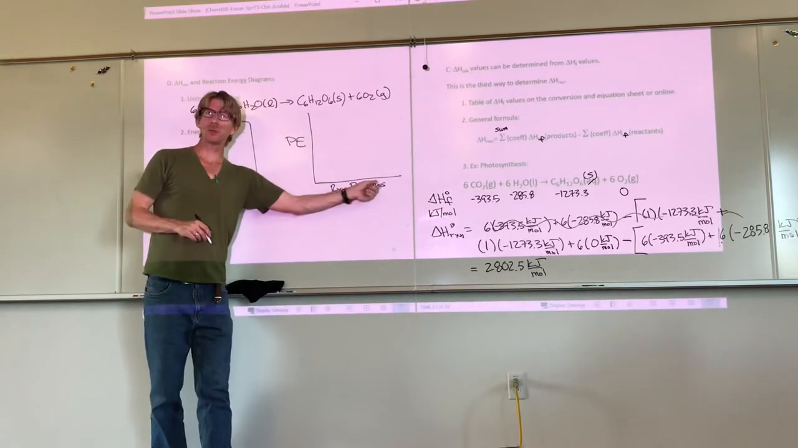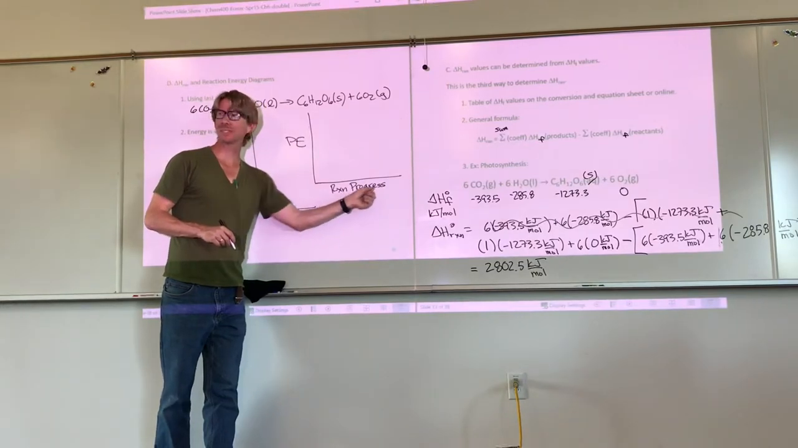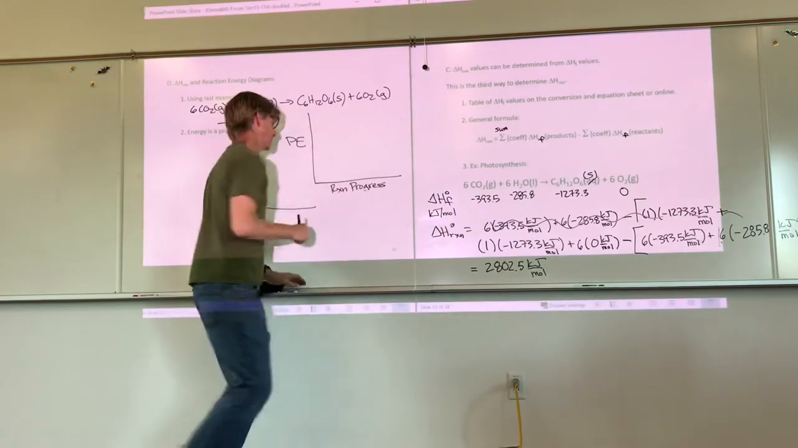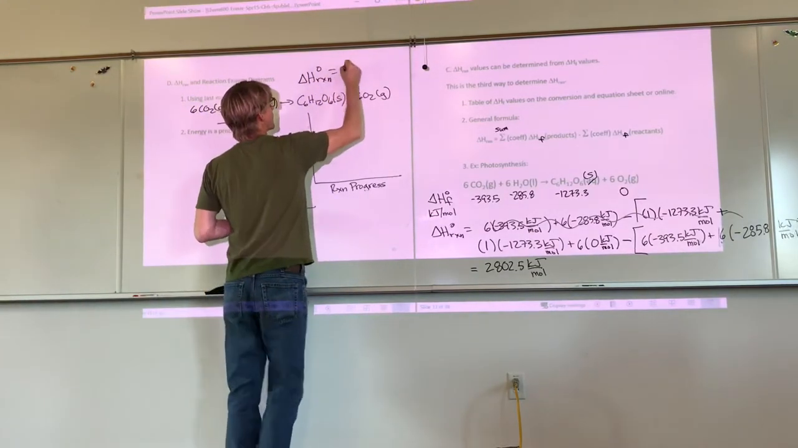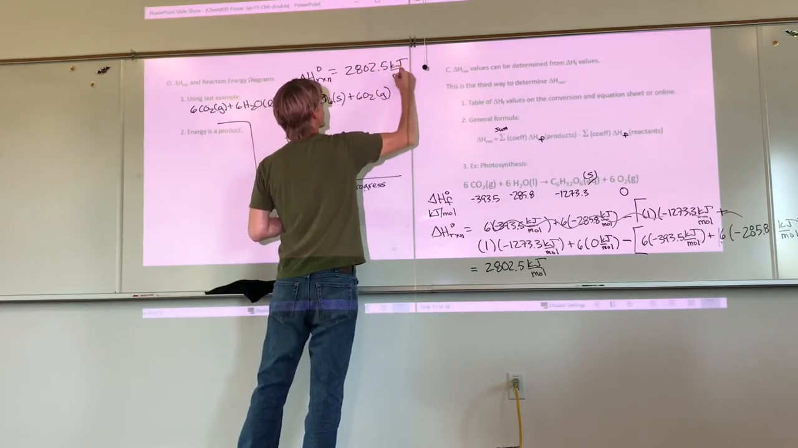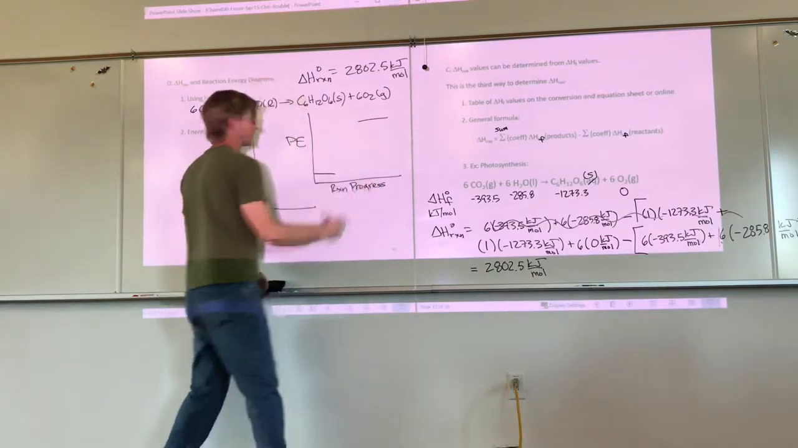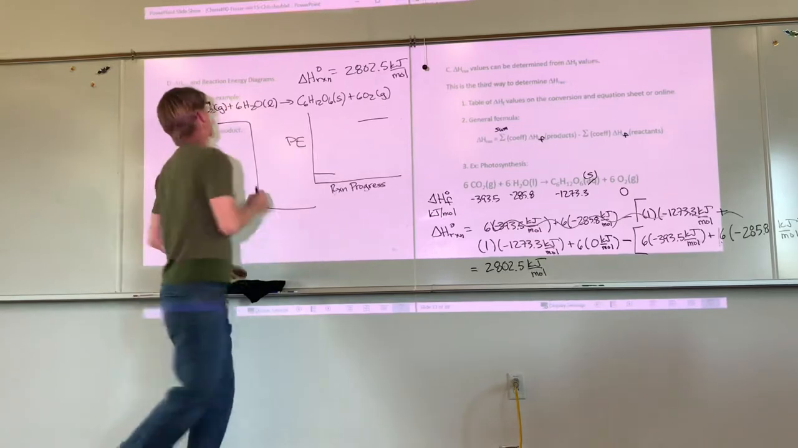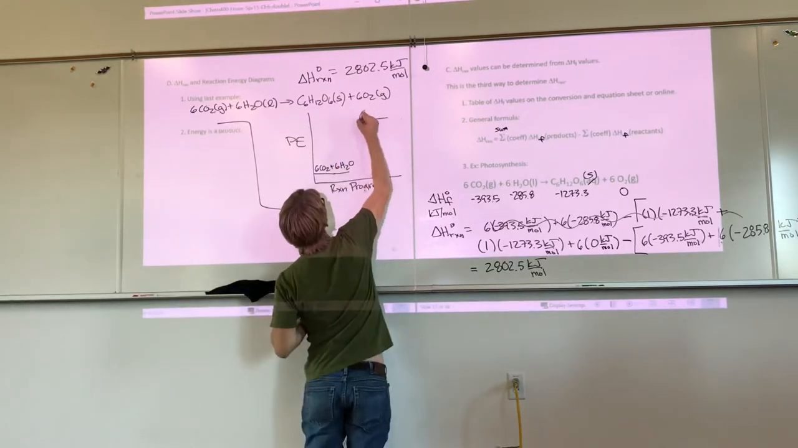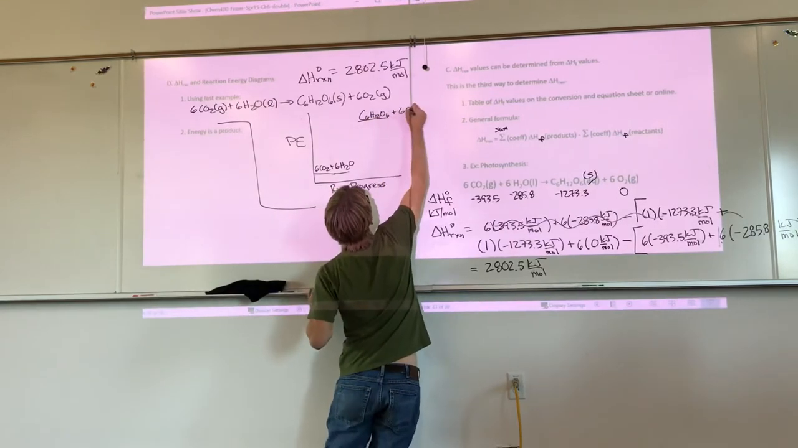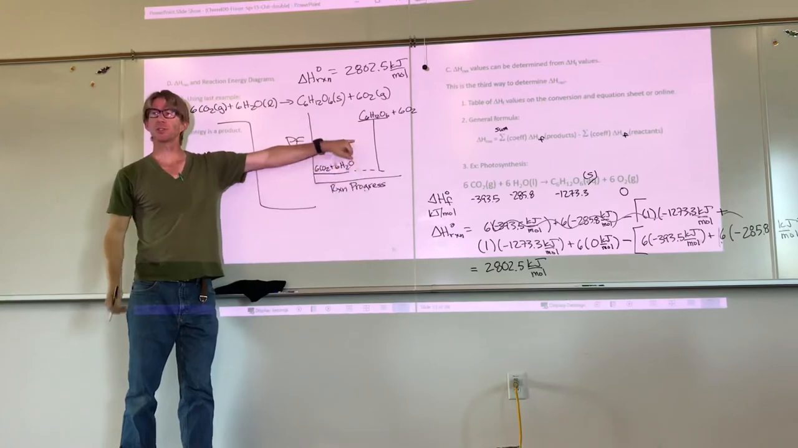And when you get to organic chemistry, you know what they'll put here? Because they do the exact same thing. They'll put reaction coordinate. But in either case, it means the same thing. Always put the reactants on the left, always put the products on the right. We said for this reaction, delta H is 2802.5 kJ/mol. Put the reactants down here, put the products up top on the right. The difference in energy between these two is delta H.